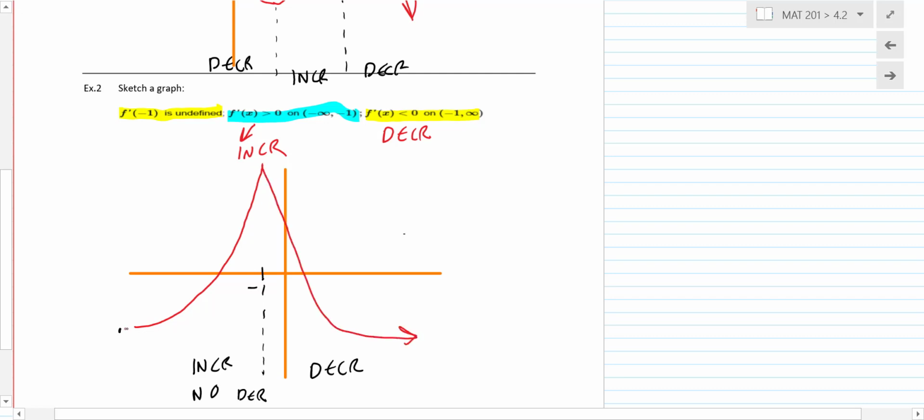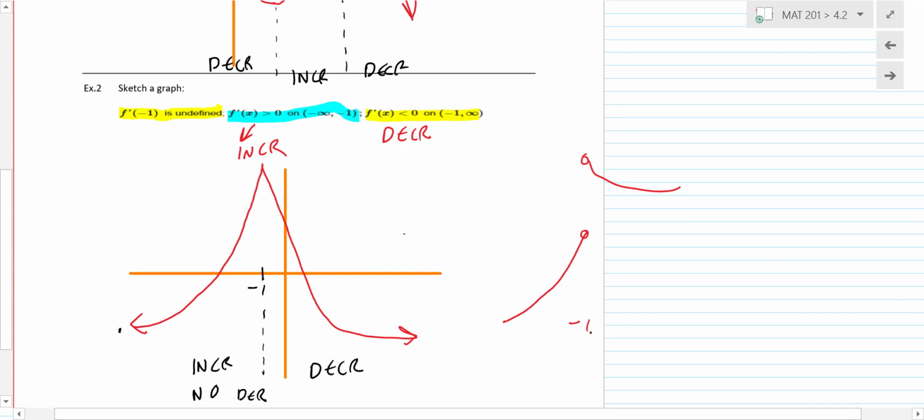Okay, would that follow all the conditions of the problem? Yeah, you got a sharp point. Now, you could also make a break there. I mean, you could make the graph do something kind of like this. You could have like a bubble and do something like that. Same thing, okay, it's increasing, then it's decreasing, but the derivative doesn't exist when x is -1.